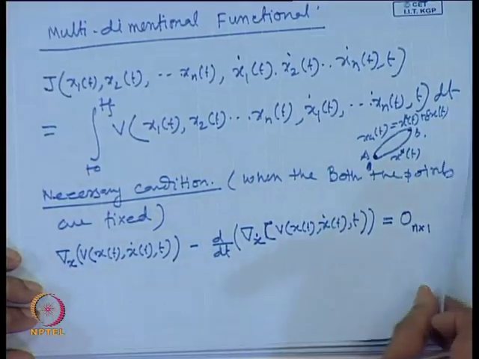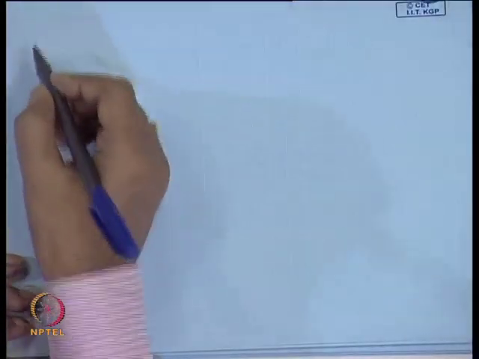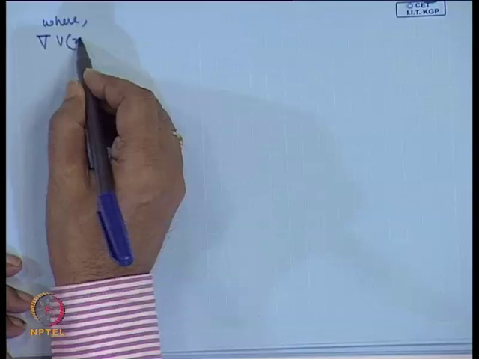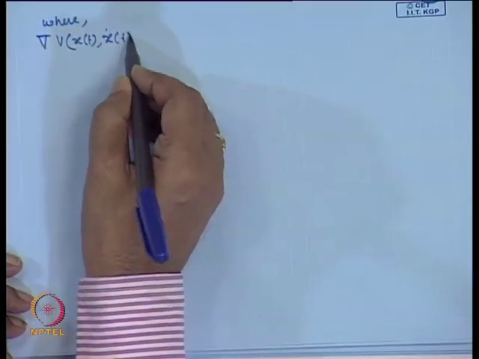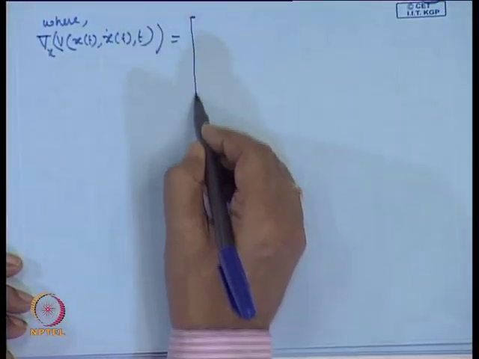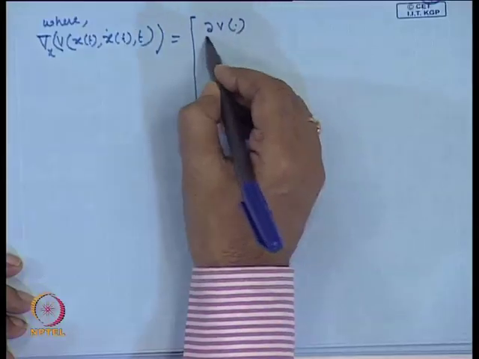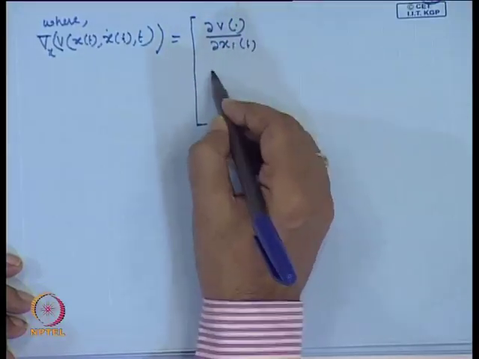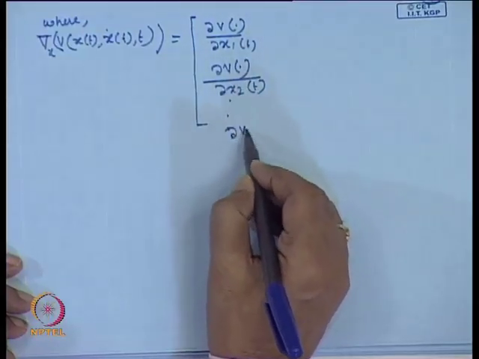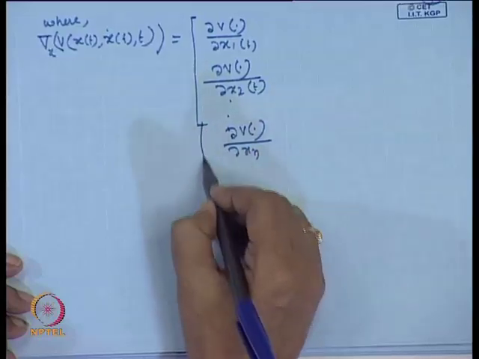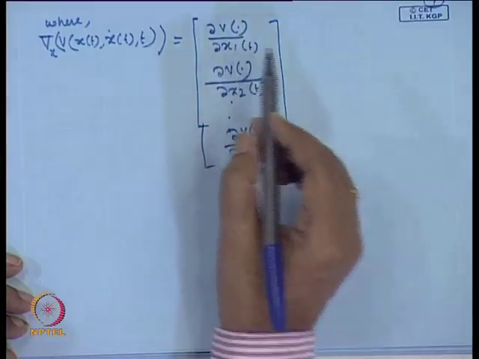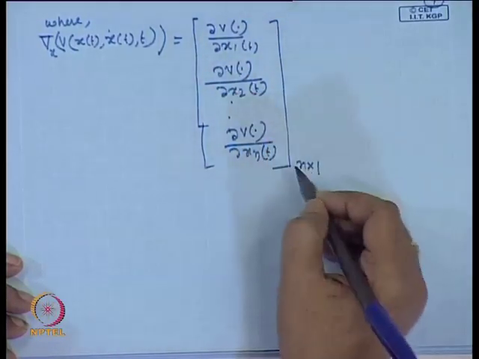So, if you see this gradient of v with respect to x, a function of x, x dot of t, t, it is nothing but del v del x 1, del v del x 2, dot dot, del v del x n. So, what is the dimension of this one? N cross 1, and each of x 1, x 2, x 3 is in dimension.